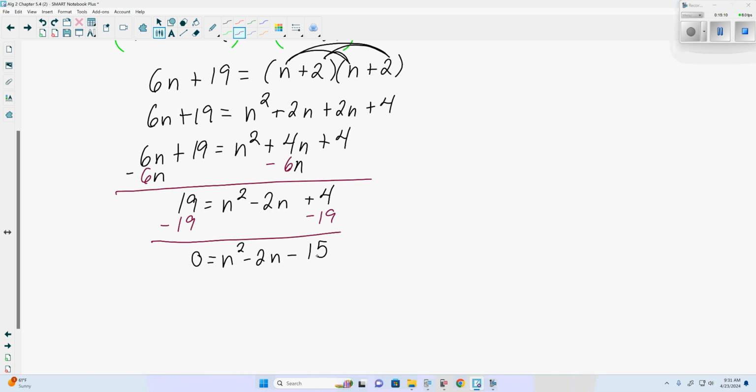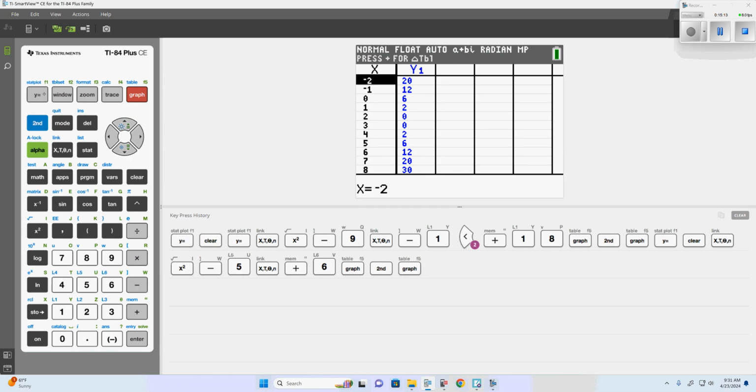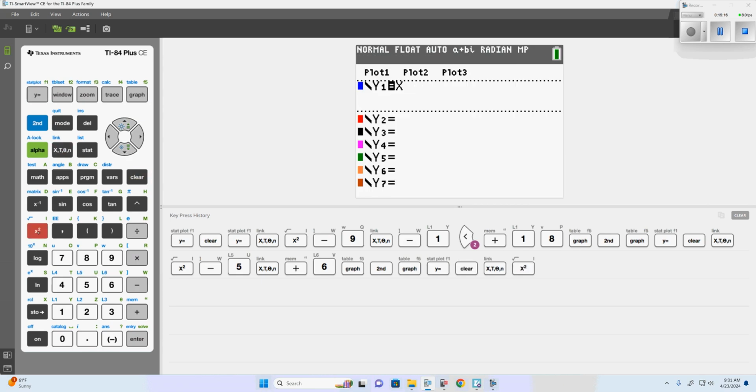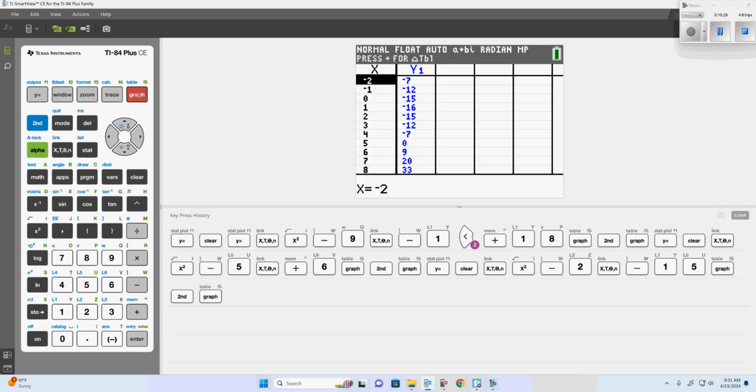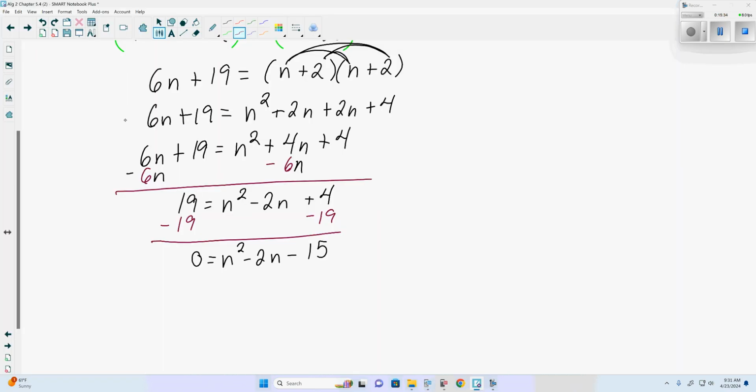All right. Let's graph this. X squared minus, guys, 2x minus 15. Graph. Again, we do have two solutions. One's positive, one's negative. 5 and negative 3. Questions about how we found these two solutions? Negative 3 and 5.